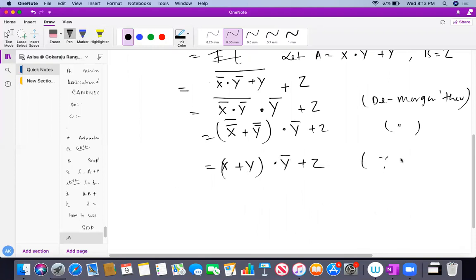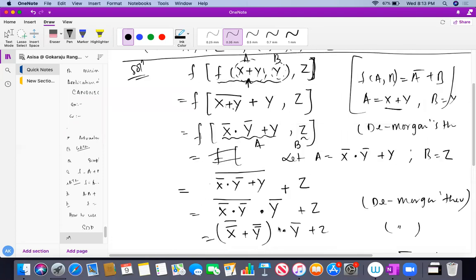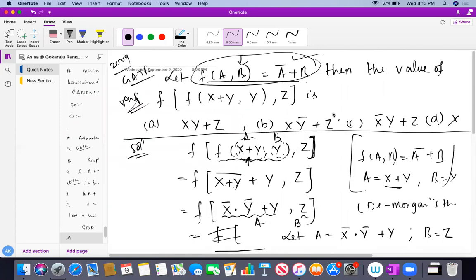Here I have used the involution property. What is involution? A bar's bar is a. Next I have used the distributive law: x and y bar, y and y bar, or z. So y and y bar I know is 0, by using the existence of complement, from the dual of the existence of complement, which is postulate number 6. So a and a bar is 0. I just applied it here. Finally, x, y bar or z. Check whether my option is available or not. x, y bar or z. Is it available? Yes, B is the option.